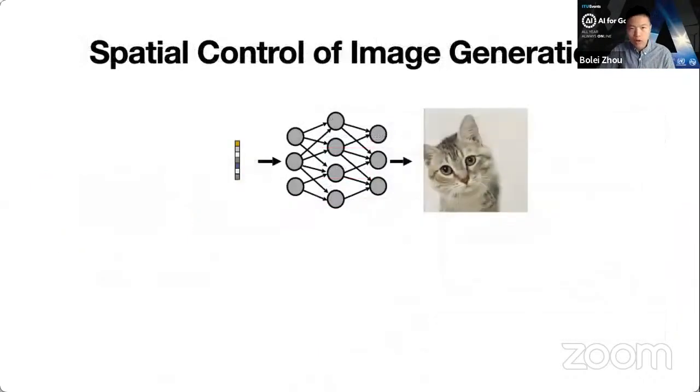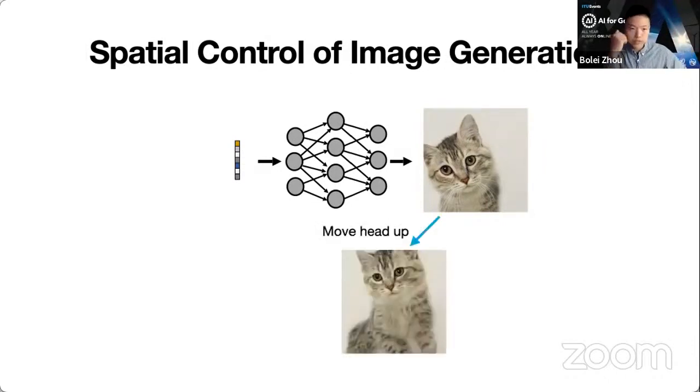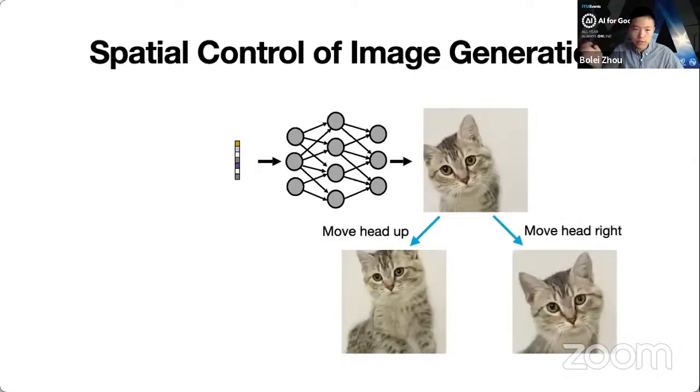We also have some recent CVPR work that tries to increase the spatial control of image generation. For a recent work like DALL-E 2, it can generate an image out of a sentence, but sometimes the location of the object is not that ideal. For example, for this cat, we may want another image where the cat head moves up a little bit, or moves right a little bit. For this kind of spatial control, current methods don't support that.